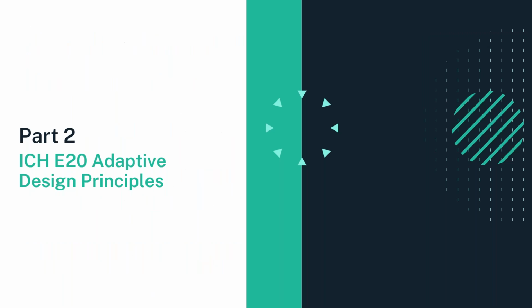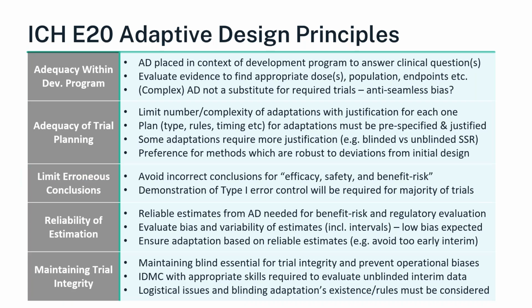So in terms of the adaptive design principles, what are we talking about here? Well, effectively, there are 5 principles established: the adequacy within the development program, adequacy of trial planning, limiting erroneous conclusions, the reliability of estimation, and maintaining trial integrity. And these mostly map onto the FDA 2019 guidance principles.